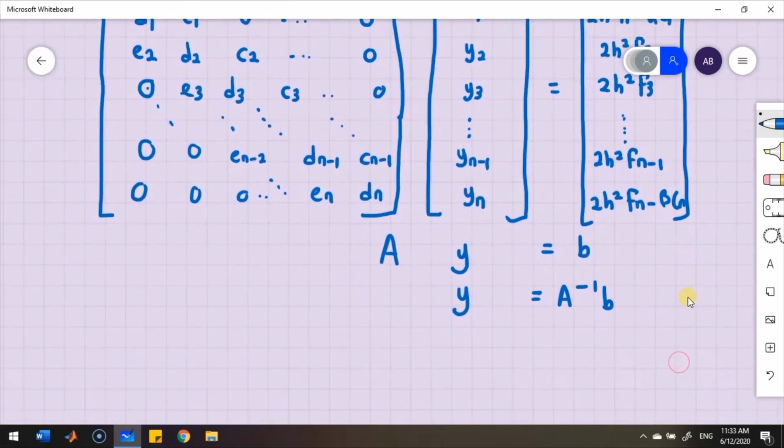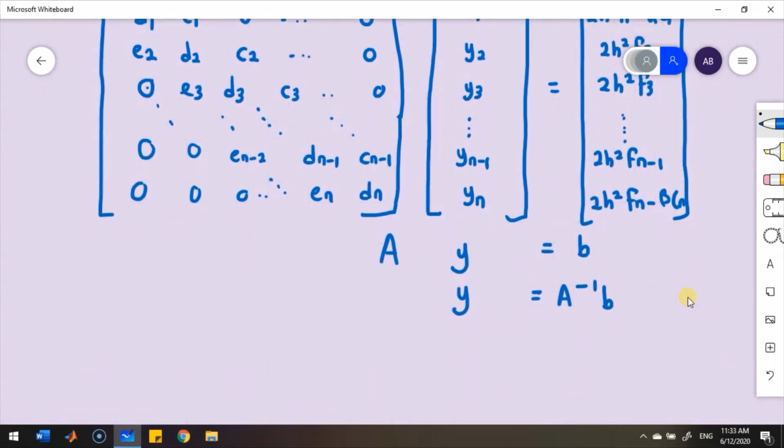So what you're going to do for the given system, you can use either Gauss-Seidel to solve this, or you can also use the Thomas algorithm. So I will show how to solve using the Thomas algorithm in my next video.